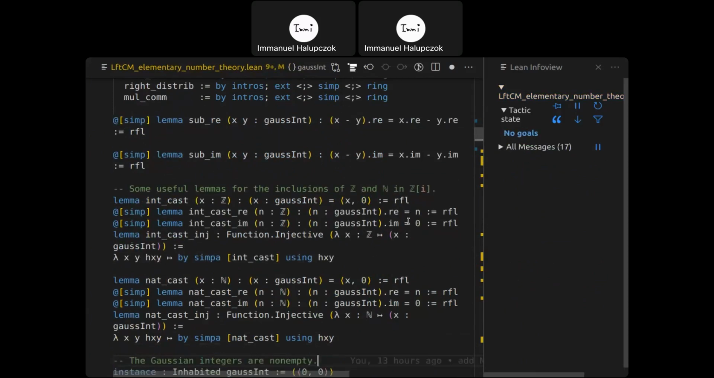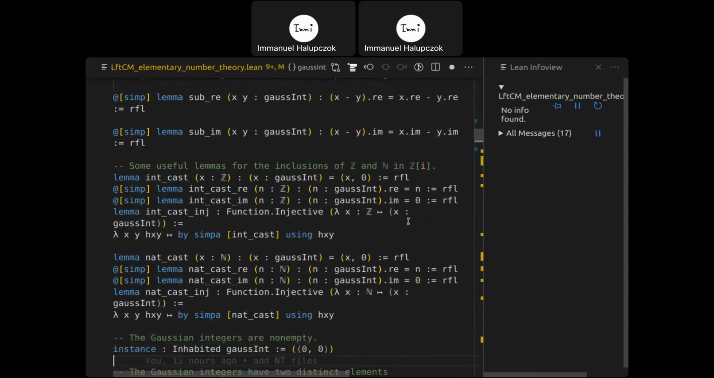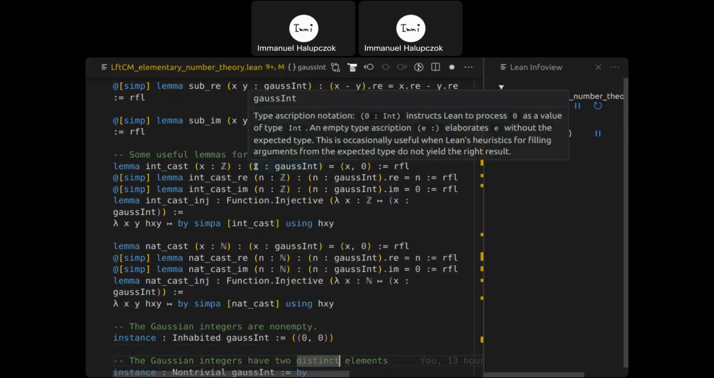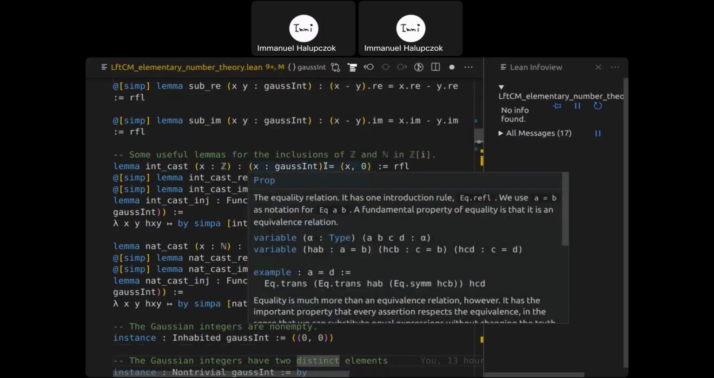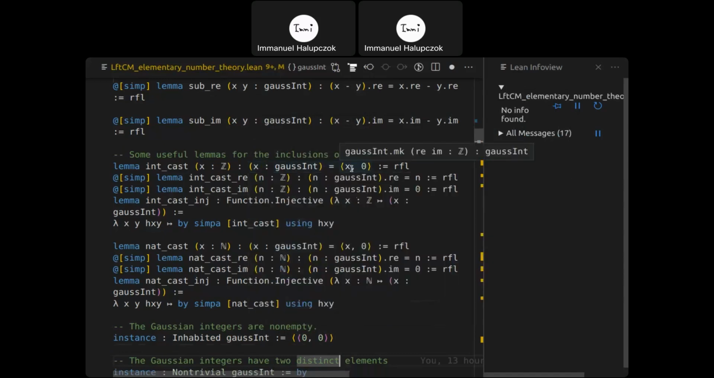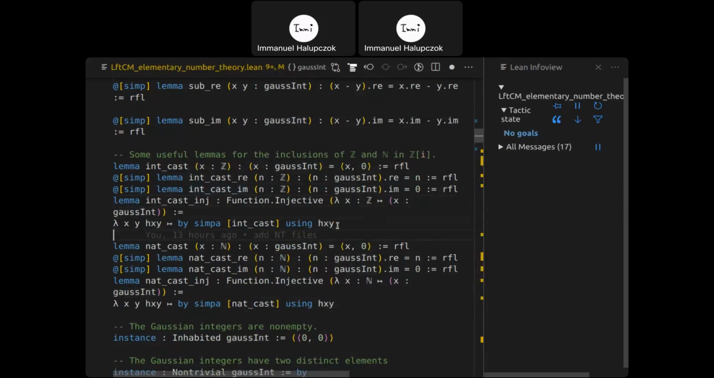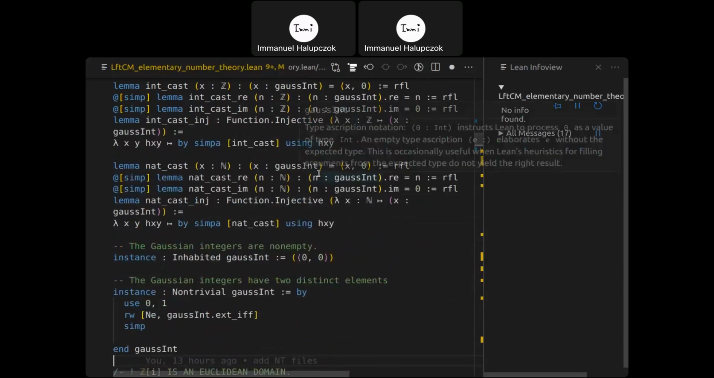The next thing is some lemmas that are going to be useful to regard natural numbers and integers as Gaussian integers. For example, here we have a lemma int cast. This tells me that if I cast x to the Gaussian integers, this is going to be the Gaussian integer whose real part is x and imaginary part is 0. Then, again, I want to have some simple lemmas for the real part and the imaginary part so that the simplifier can work for us. And then similarly for natural numbers, we have the same kind of lemmas.